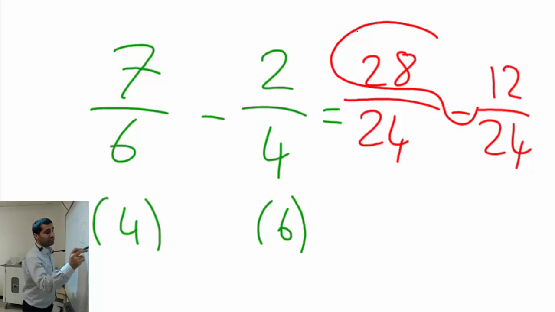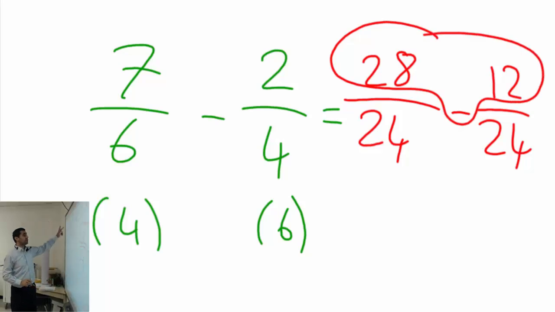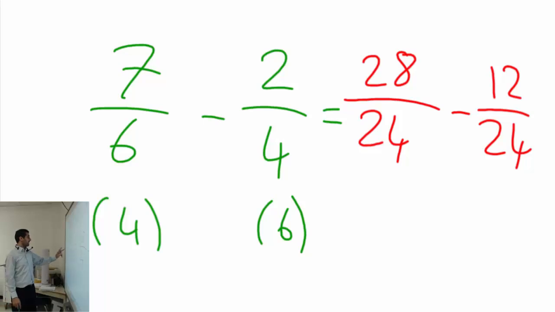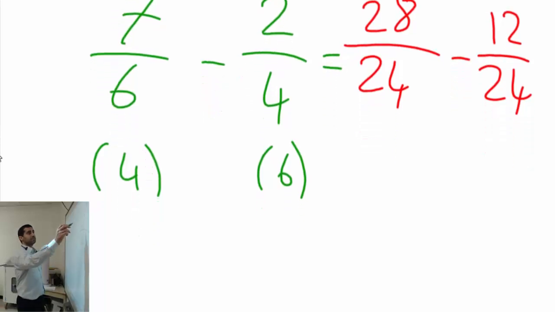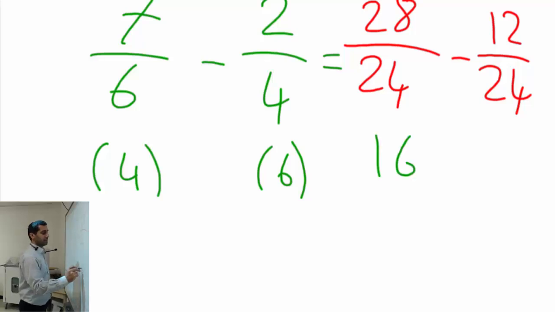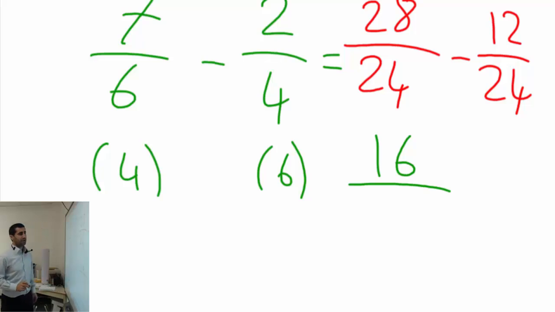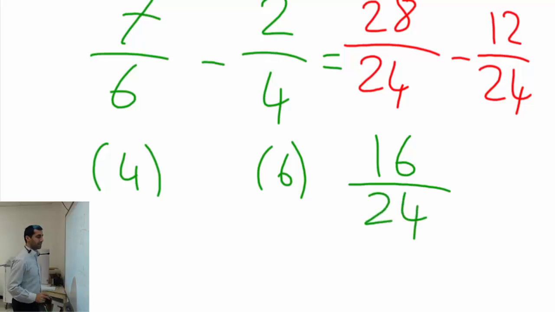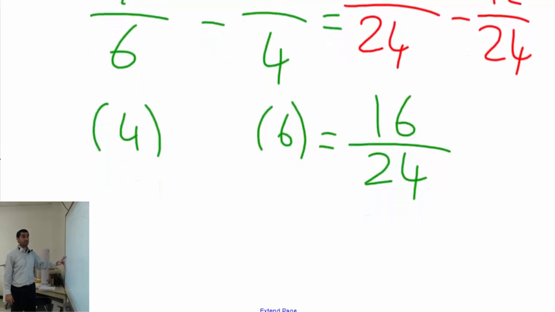All we have to do is focus here. What is 28 minus 12? That is, I'm going to write it down here, 28, 26, that's going to be 16. 16 divided by 24. Now, remember, that's not the answer. There is a lower term than that. I can make the fraction lower than that.